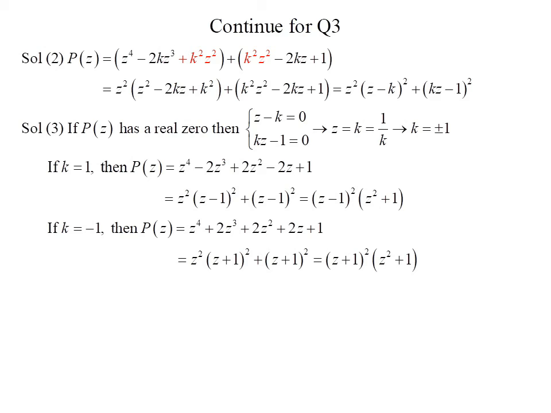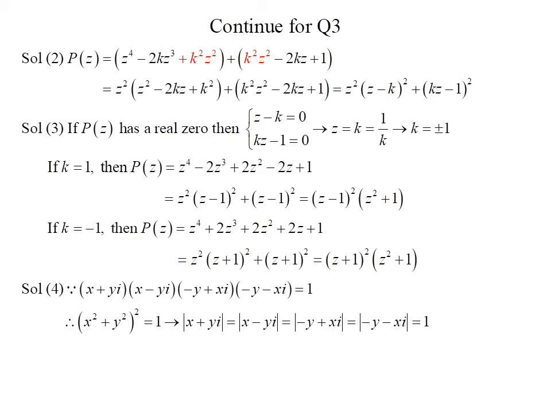To solve question 4, we need to recall the relations between the polynomial zeros and its coefficients. So the product of all the complex zeros equals the constant of the quadratic polynomial pz, which is 1. After doing some expansion, the left-hand side of the equation equals x squared plus y squared, in parentheses squared, equals 1, which implies that the modulus of all the zeros of the quadratic polynomial pz equals 1.